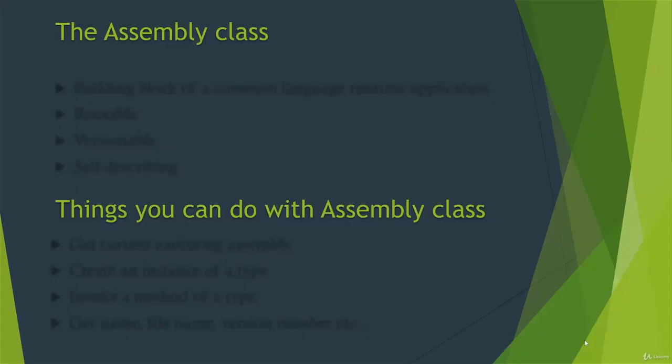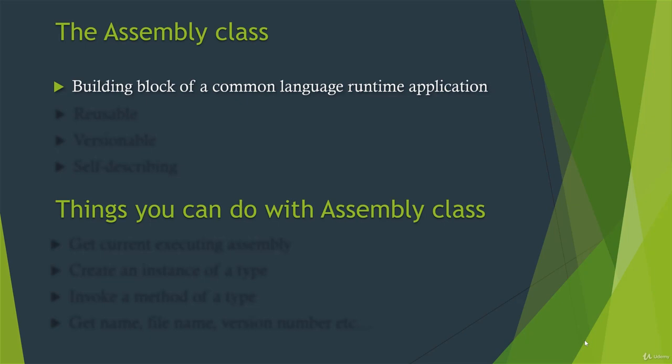So let's start with the main class in reflection, which is the Assembly class. The Assembly class gives us information about an assembly. An assembly is the building block of a common language runtime application. Assemblies are built to be reusable, so you can put classes and helper classes and models and everything in an assembly and reuse it across multiple types of applications. Assemblies are versionable, so you can have different versions of assemblies and use different versions at the same time. And assemblies are supposed to be self-describing. They come with metadata so that when an application loads an assembly, they can get plenty of information about the assembly.